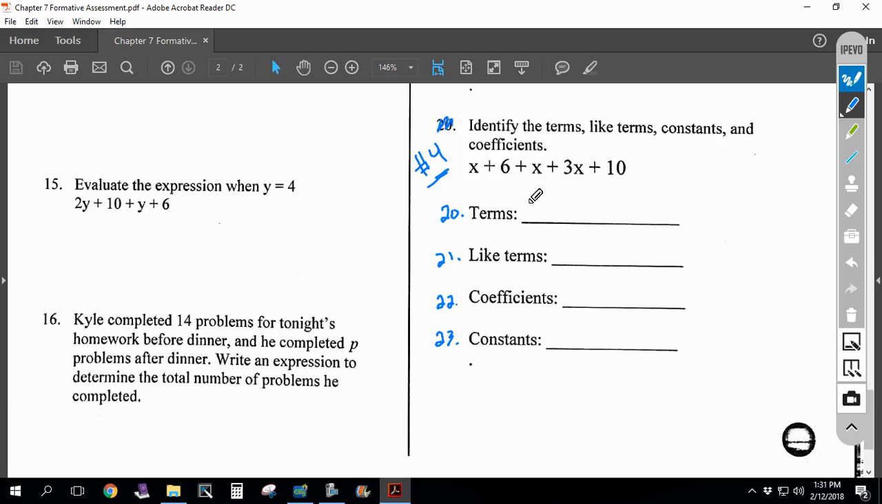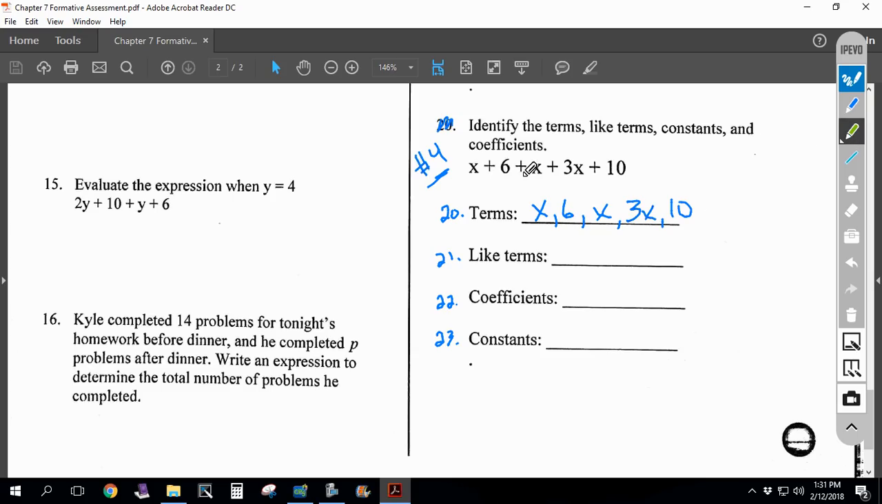All right, so to recap here, terms, that's anything separated by an addition sign. So when you're listing out your terms, you're just going to list them out as x. If you put 1x, it is wrong. 6 by itself is a term. x, got to put it again. Even though it's already there, you have to put it again. 3x, term. 10. Those are your terms.